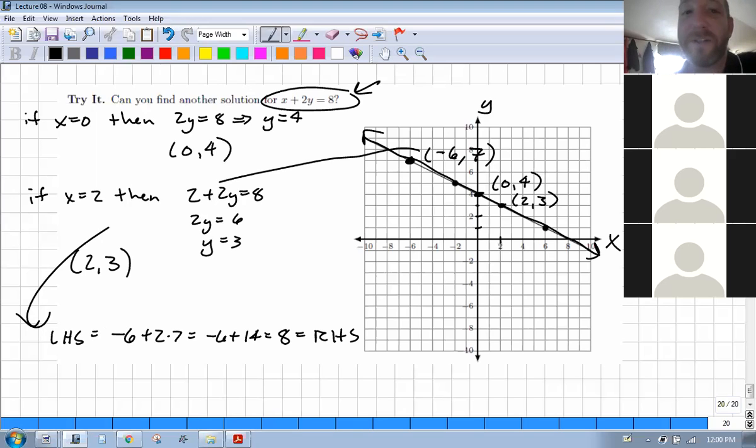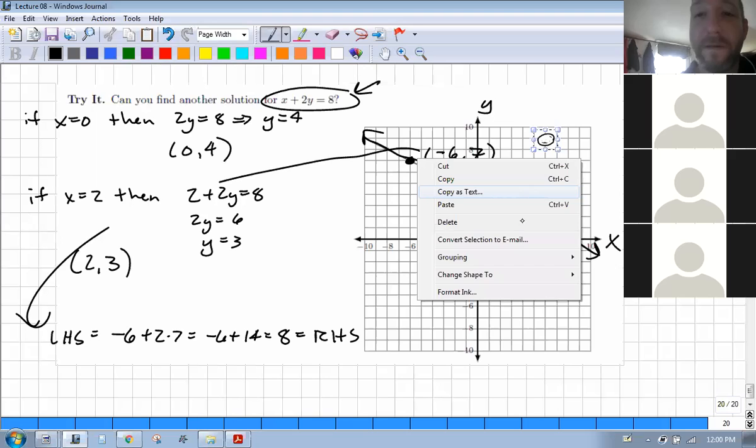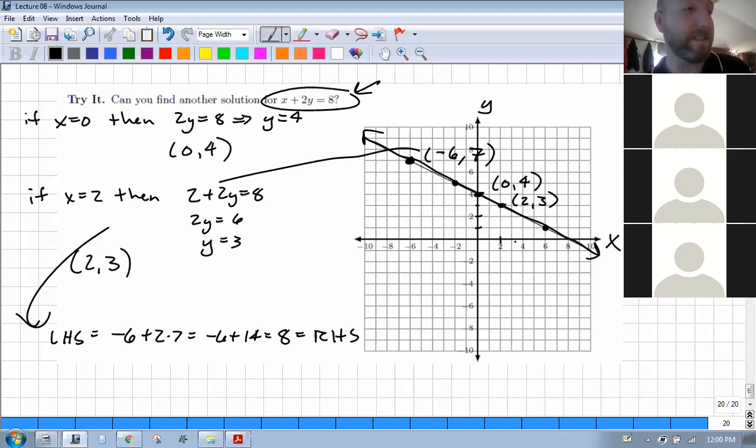The first coordinate is your x, the second coordinate is your y. Any other coordinates are not solutions. If you take the x and the y for this point and plug them in, the left-hand side is not going to equal the right-hand side. Does this make sense? It's what graphing is. It's a visual representation. So those of y'all that like to work with pictures instead of numbers, this is your friend.